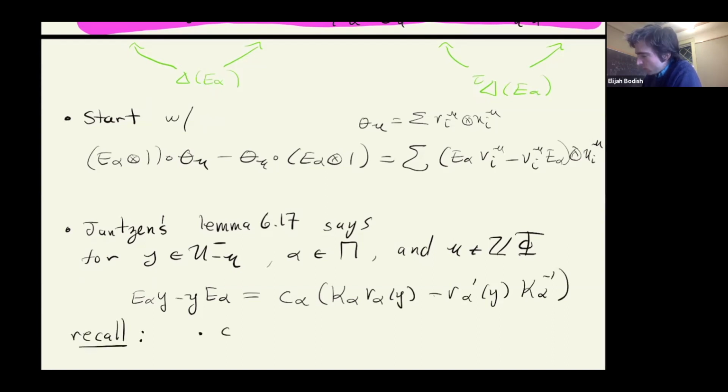So C alpha was Q alpha minus Q alpha inverse, inverse. So it was minus 1 over Q alpha minus Q alpha inverse.